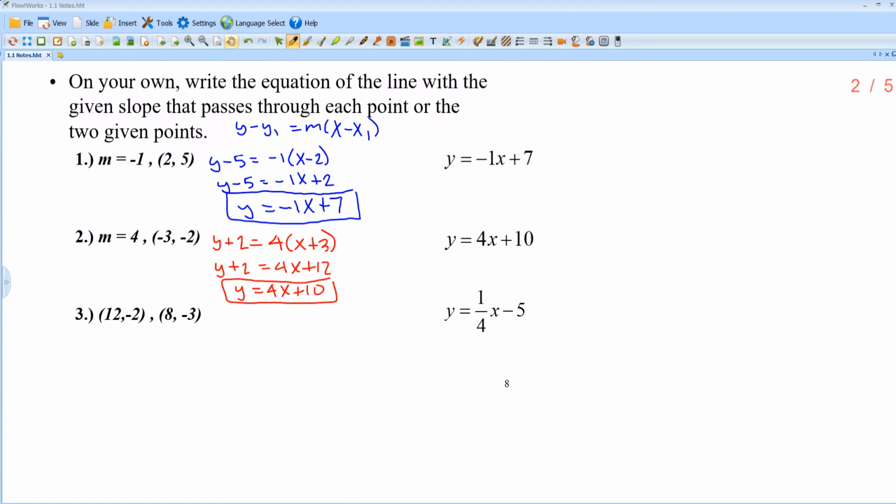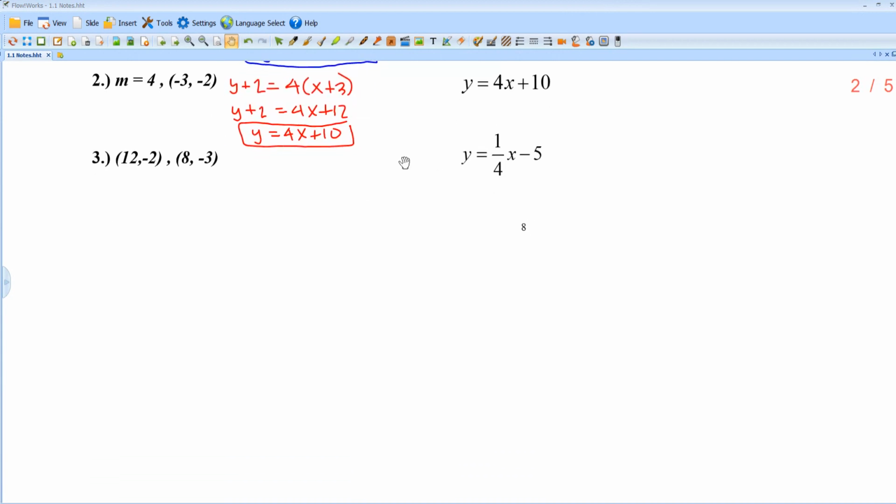Last, I have 2 points. When I have 2 points, the first thing that I'm going to have to do is find the slope in between them so that I can use point slope form. So if I'm going to find the slope here, I'll do -3 plus 2 over 8 minus 12. That gives me -1 over -4, which is 1/4.